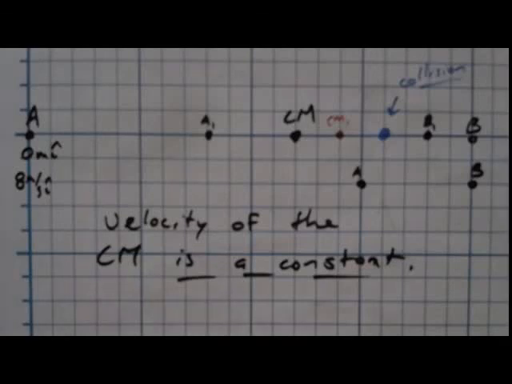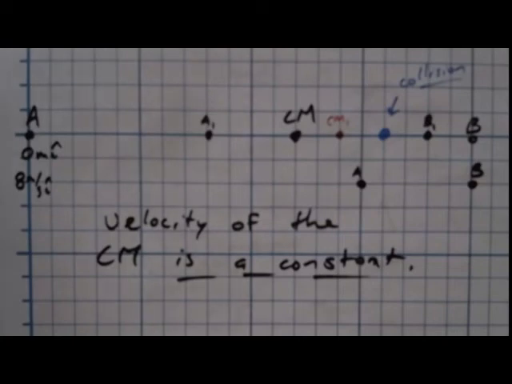Okay, so in the last video, we concluded at the end that the velocity at the center of mass is a constant, because we observed that it didn't seem to be changing. It was going at a constant speed of 2 meters per second. So we have an imaginary object, the center of mass, and it's moving in a straight line at a constant speed.